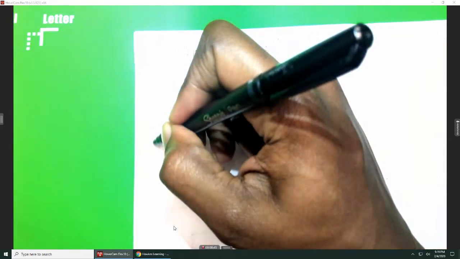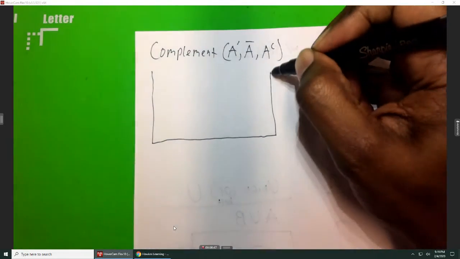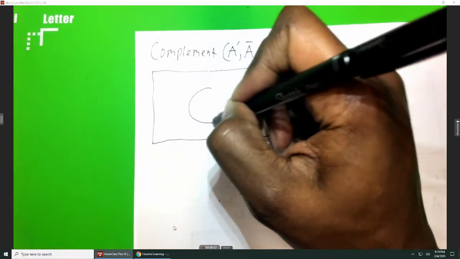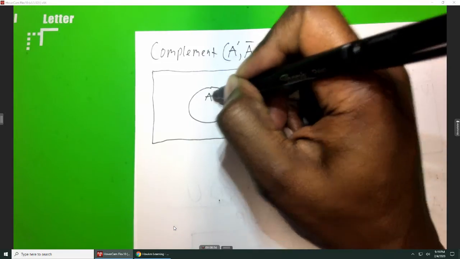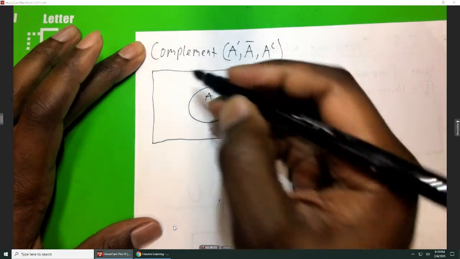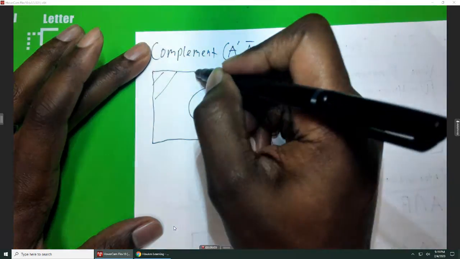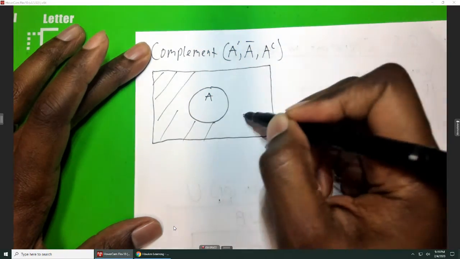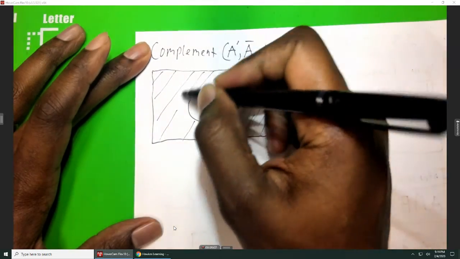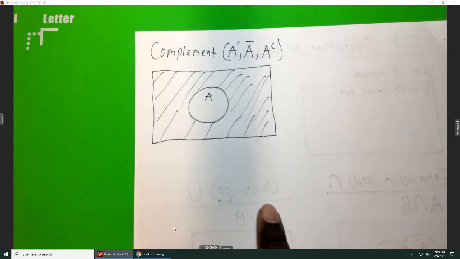Here's a Venn diagram that shows you what complement looks like. We're going to be talking about A complement. So here's the set A right here. If I want to talk about A complement, that means I want everything except A. So I'm not going to shade inside of A, I'm going to shade on the outside of A. So everything within the universal set in the box except for A. So this is A complement.